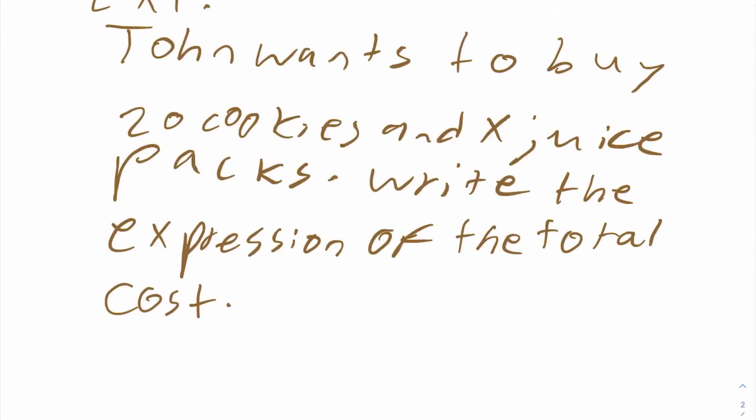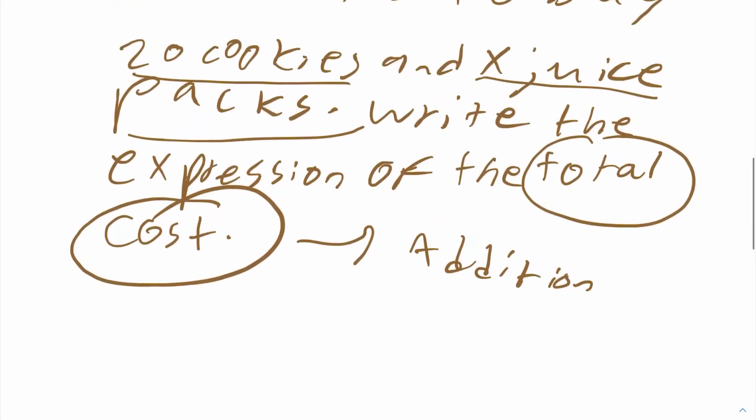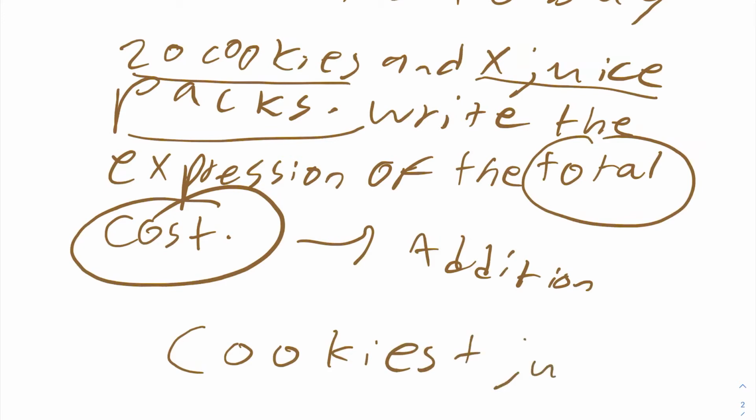So, as you can see here, it says John wants to buy 20 cookies and X juice packs, okay? Because it's asking for total cost, it means that we're going to be using addition. To visualize this problem even further, let's write out the words of the expression. What I mean by this is like this. Since we're going to be using addition, we're going to say cookies plus juice packs.